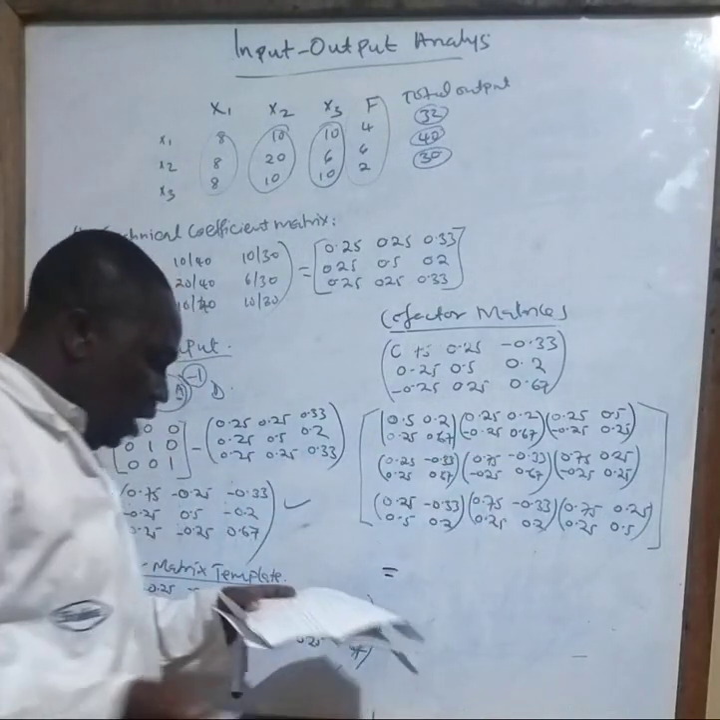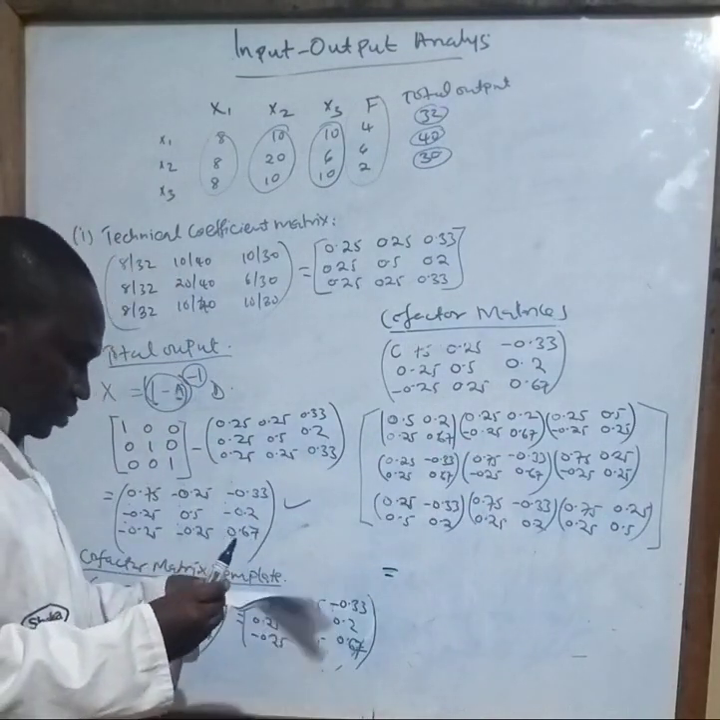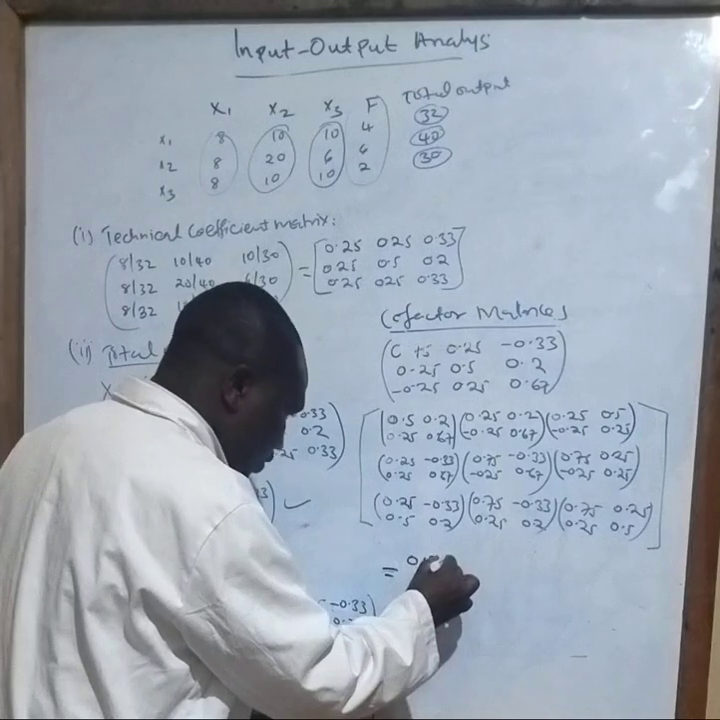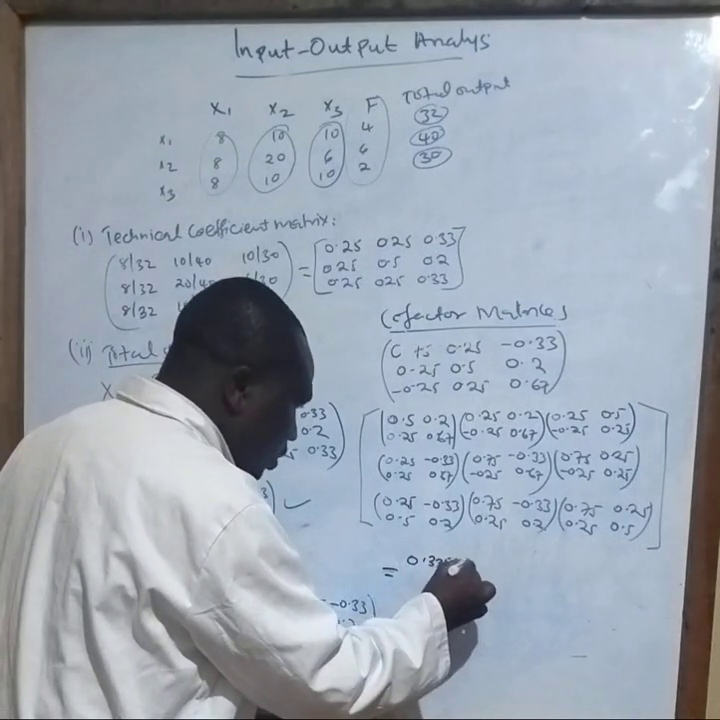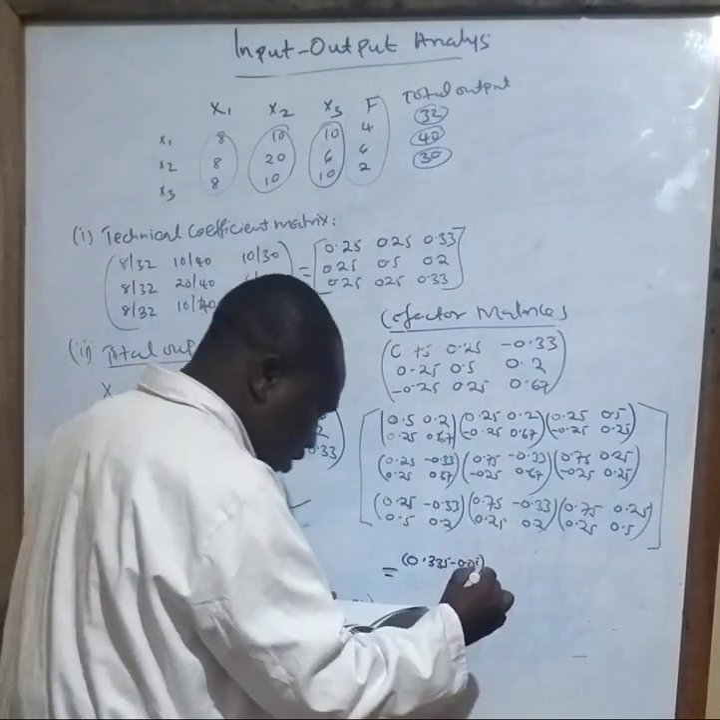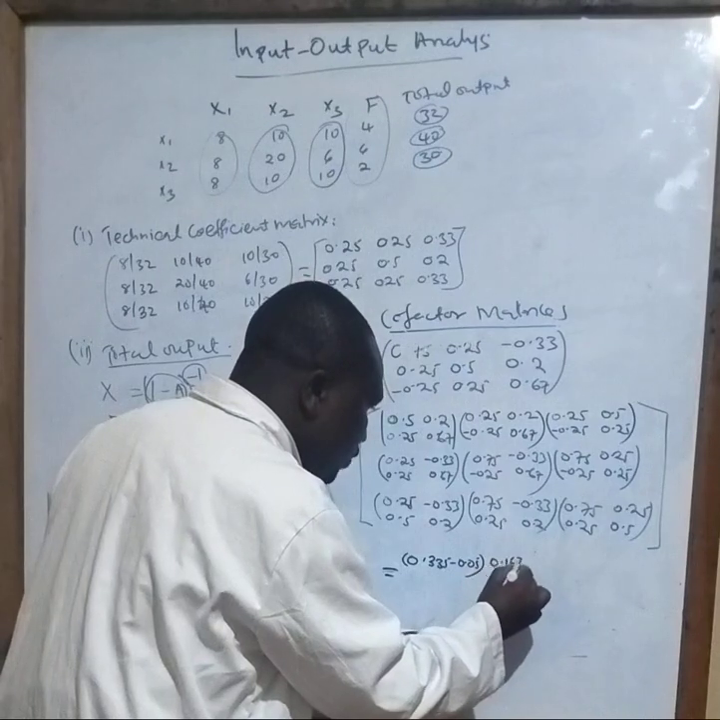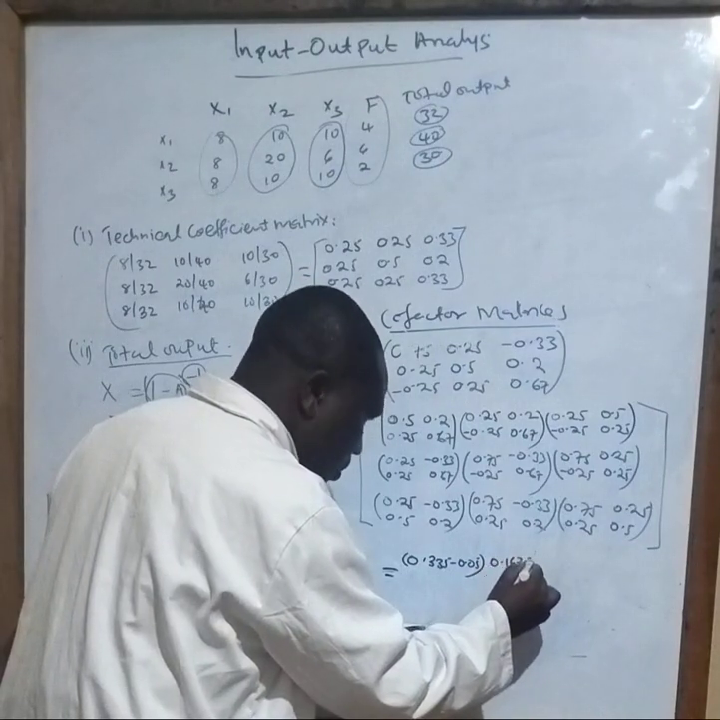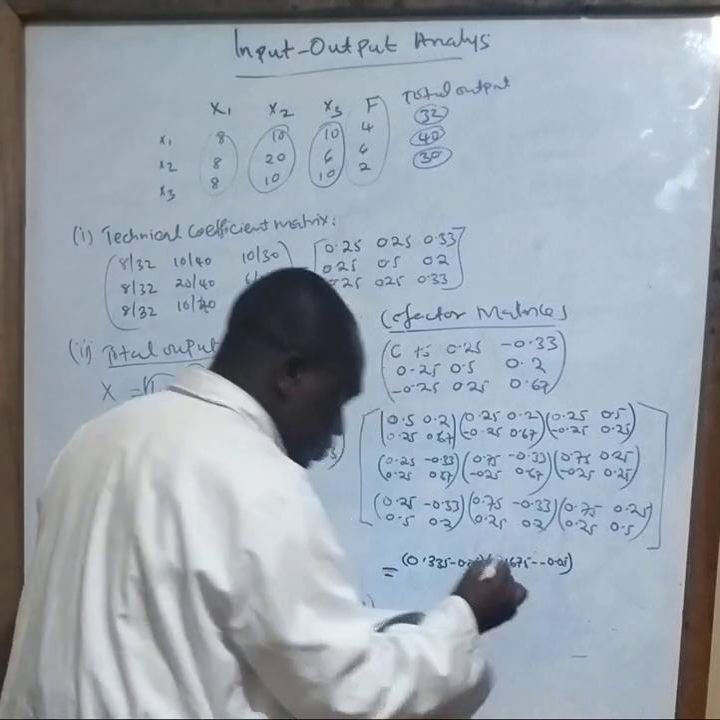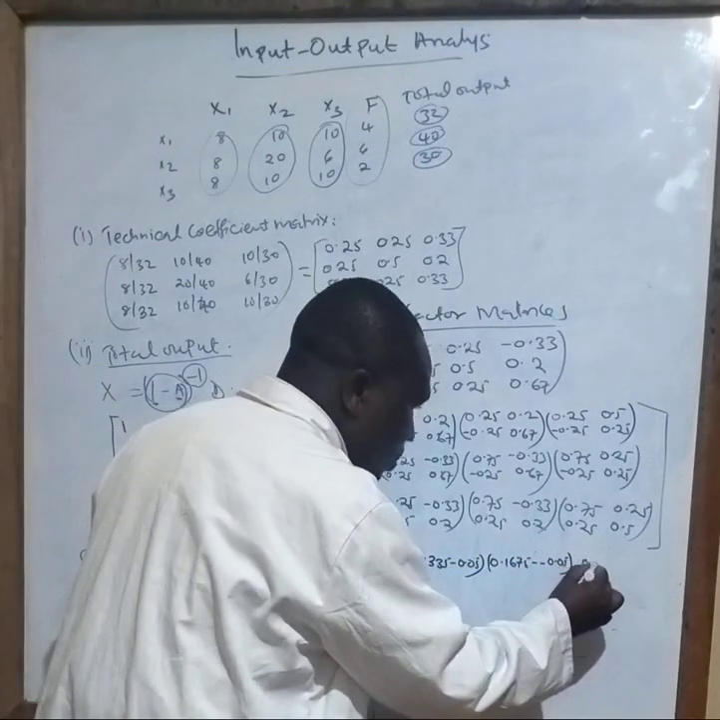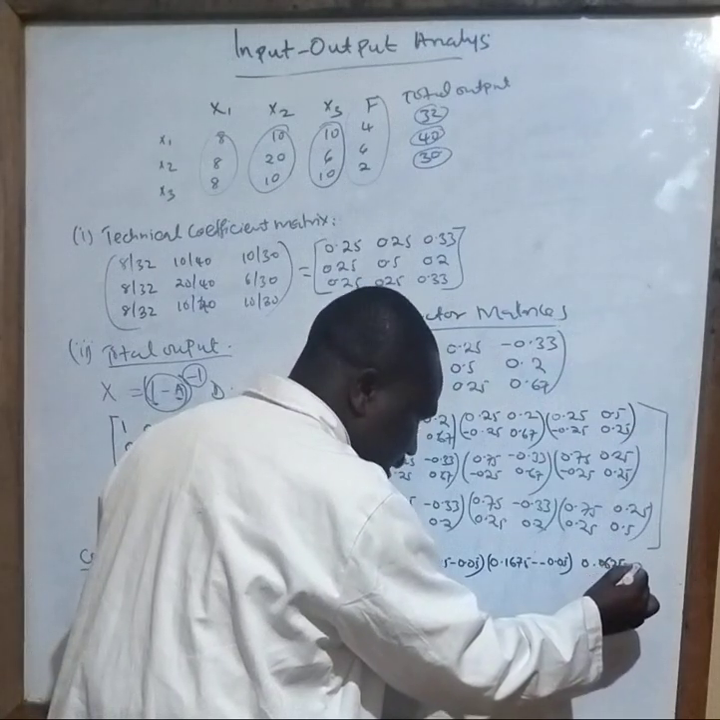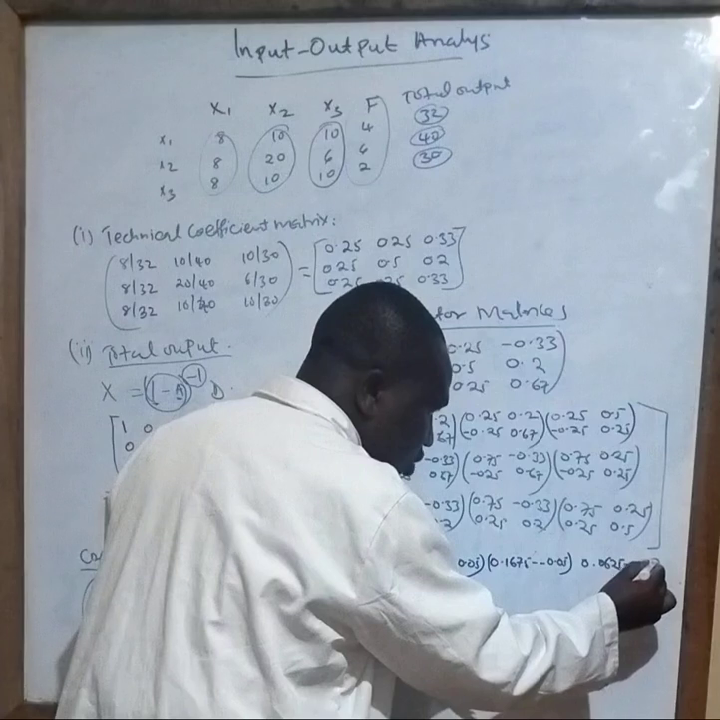For all these, your answer you get there is 0.335 minus 0.05 for the first one. You go here, the second is giving you 0.1675 minus 0.05. The last one there is 0.0625 minus 0.125.